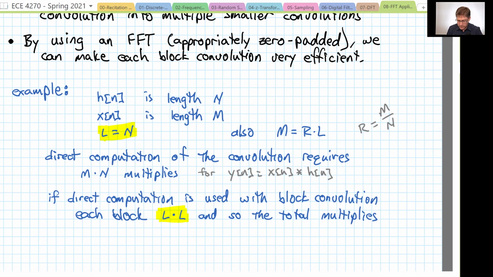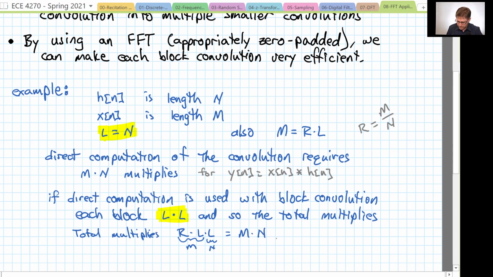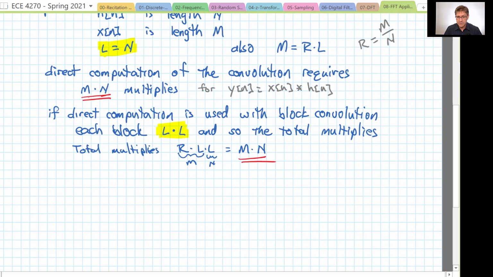And we have to do that r times. So the total multiplies can be found as r times L times L. But we already know that r times L is equal to m, and L is equal to n. So we get m times n. Well, that's what we had before. So one thing that's really nice to know is that it's not more computation. But the sad thing is it's not less computation either.